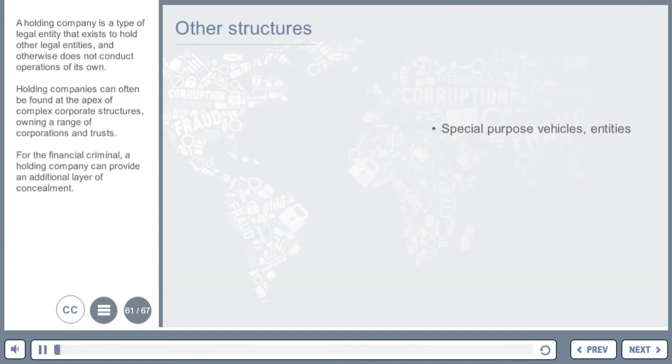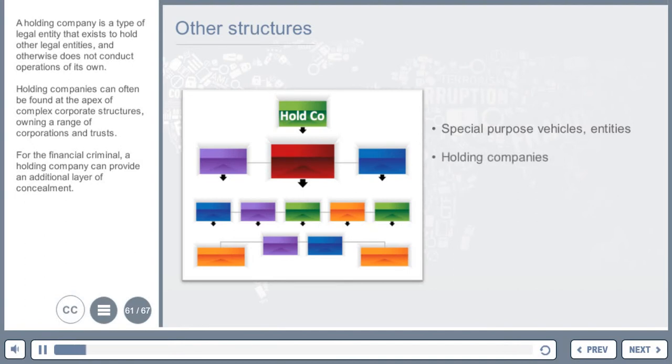A holding company is a type of legal entity that exists to hold other legal entities and otherwise does not conduct operations of its own. Holding companies can often be found at the apex of complex corporate structures, owning a range of corporations and trusts. For the financial criminal, a holding company can provide an additional layer of concealment.